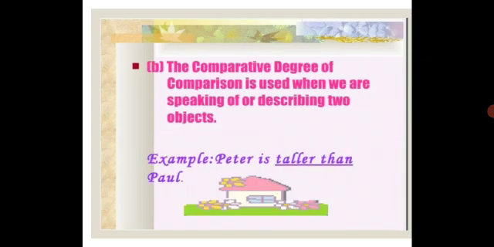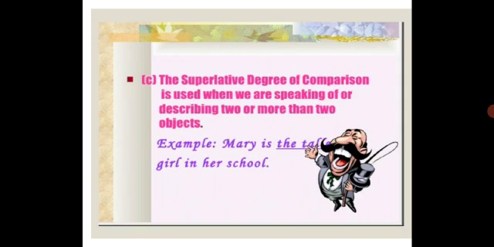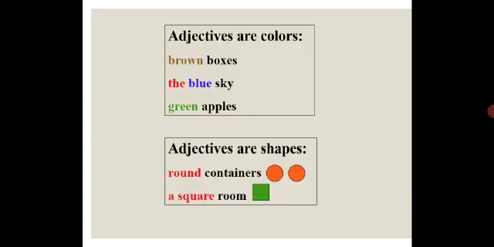Next is comparative degree of comparison, used when we are speaking or describing two objects. For example, Peter is taller than Paul. Taller than is a comparative degree of comparison. Next, superlative degree of comparison is used when we are speaking of or describing more than two objects. For example, Mary is the tallest girl in the school. So the tallest is superlative degree of comparison.